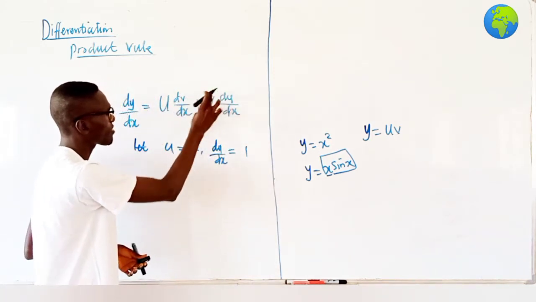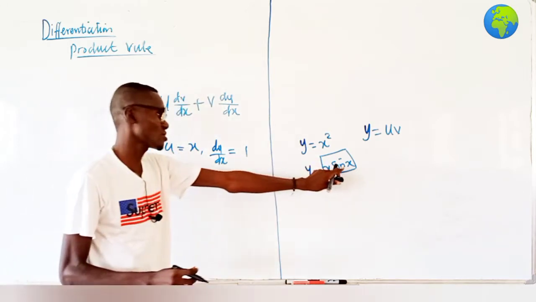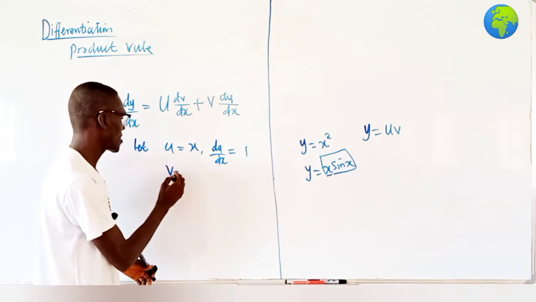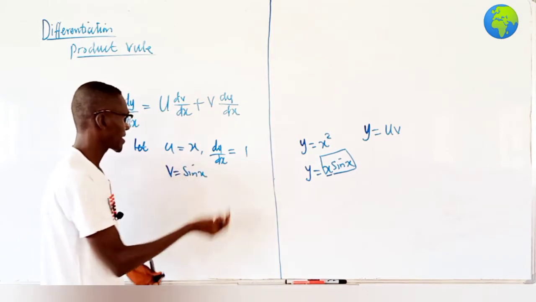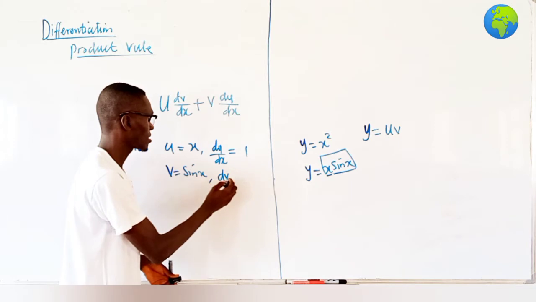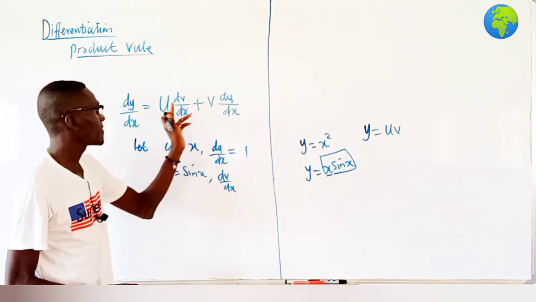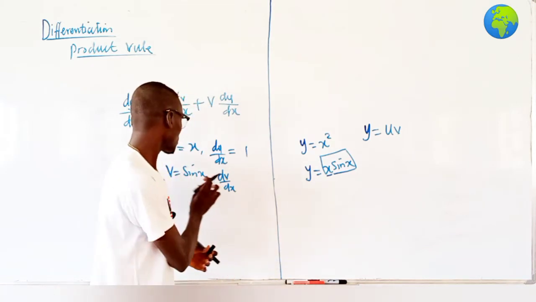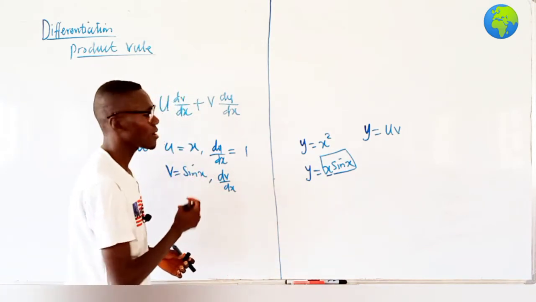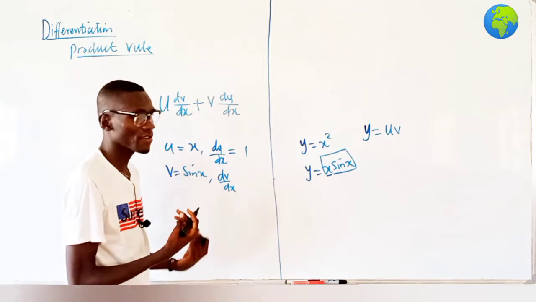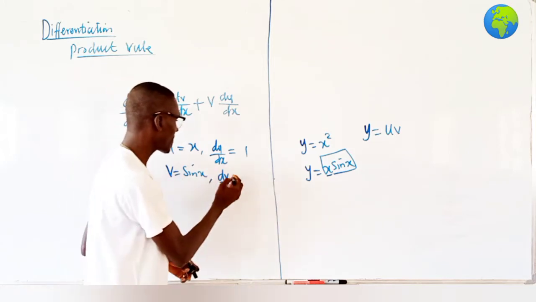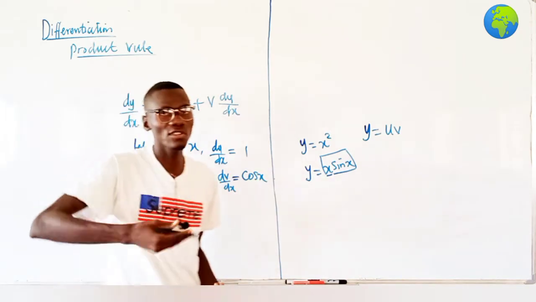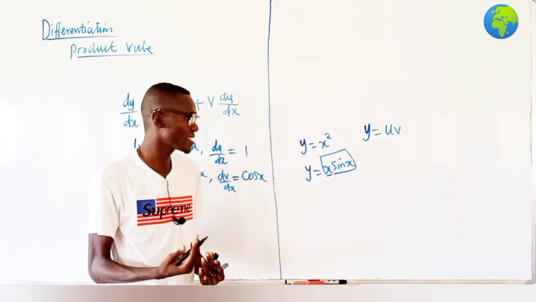The next thing is to find our v and dv. So looking at the function, you can see that v is what? Sine x, right? So we have v equals sine x. So what is our dv? Because we need dv in the formula as well, right? If you watch the video I'm talking about on how to differentiate a trigonometric function, you will find out that the derivative of sine x is always cos x, because I even made a shortcut on how to find such derivatives, right?